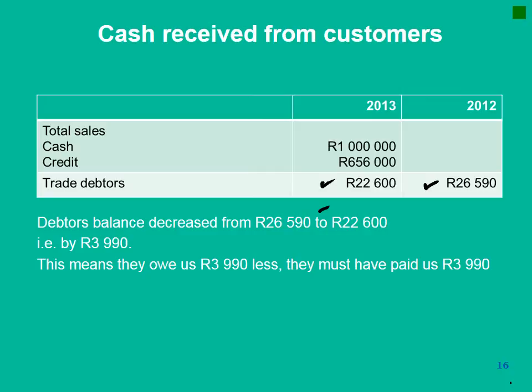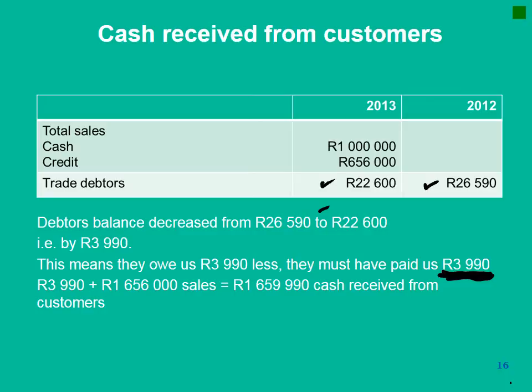So it's equivalent to saying that they paid us 3,990 effectively to reduce their balances that they owe from the 1 year to the next. So if I now take the total amount of sales, which is income, and I add to that the change in the debtors, which is an increase, it means they've paid us money, it's an increase in cash. It was a decrease in the debtors balance, but a decrease in the debtors balance effectively means the debtors owe us less. If they owed us less, it means they've paid us money.